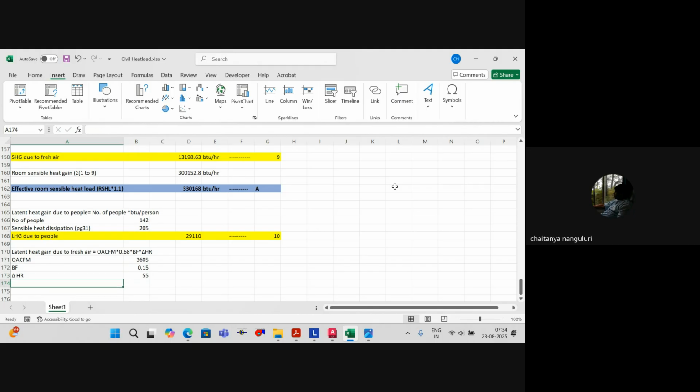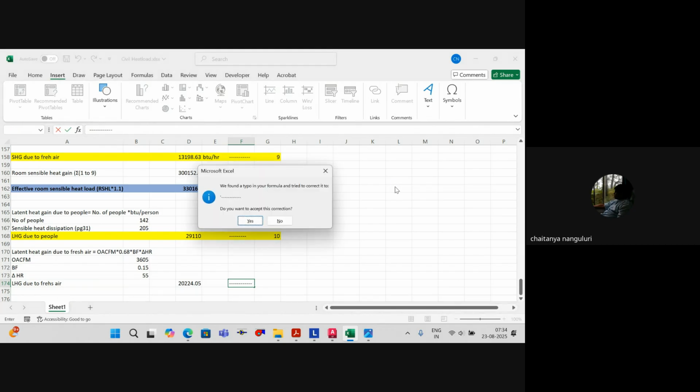Then latent heat gain due to fresh air, LHG, is equal to OACFM into bypass factor into delta HR into 0.68. That will give me equation 11. You agree?